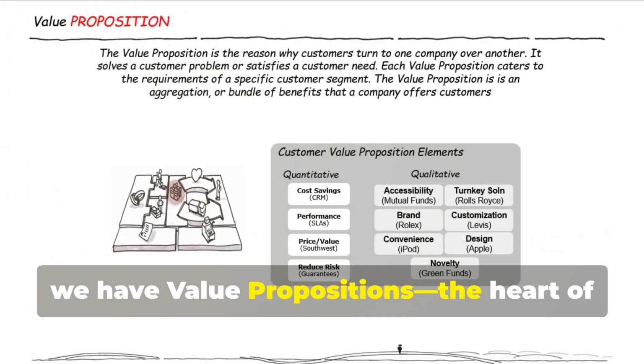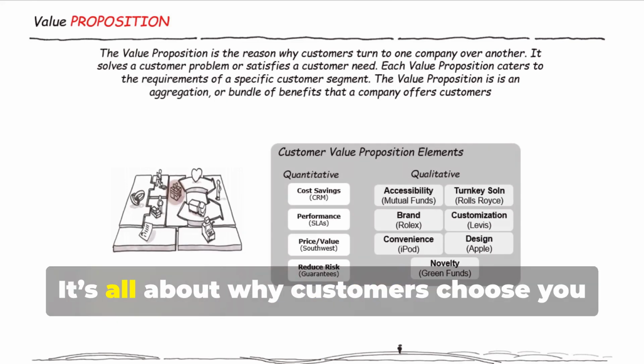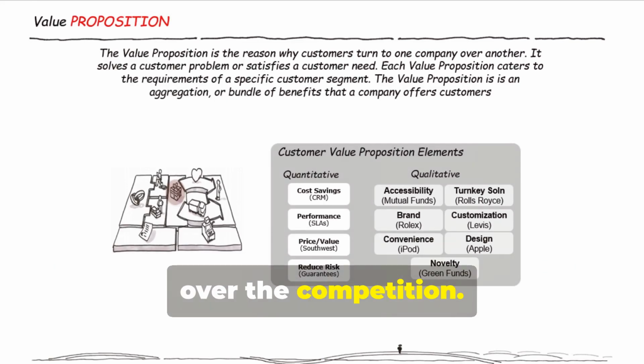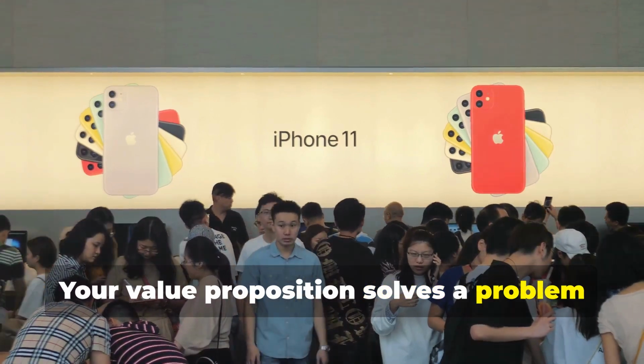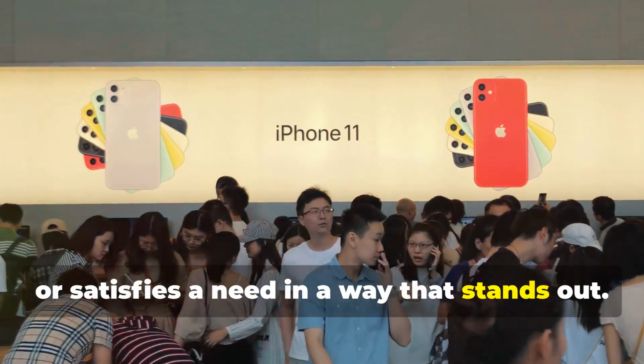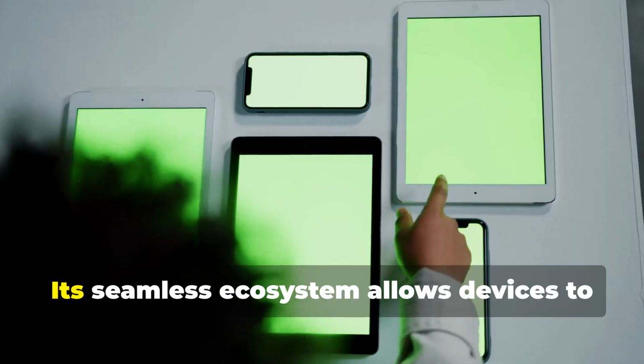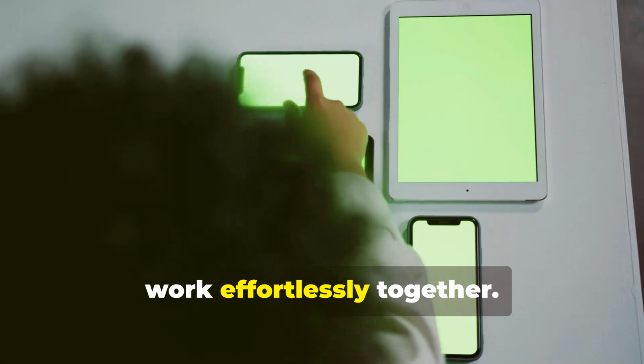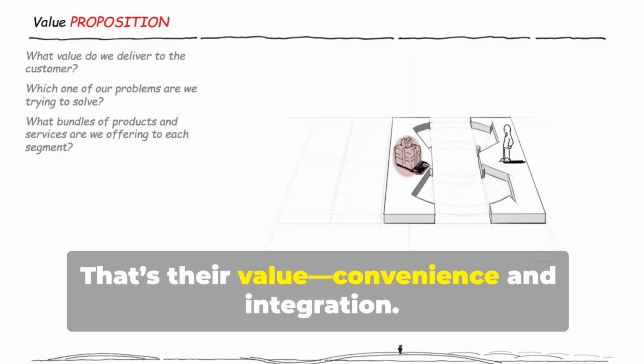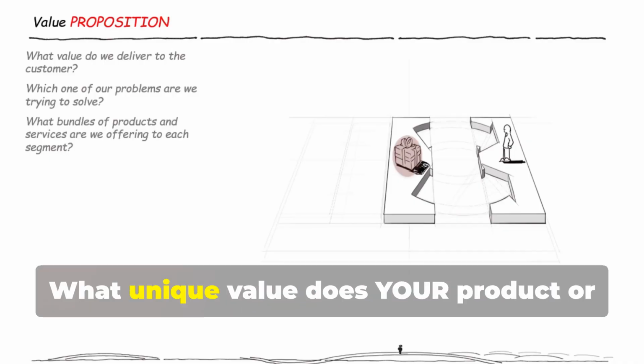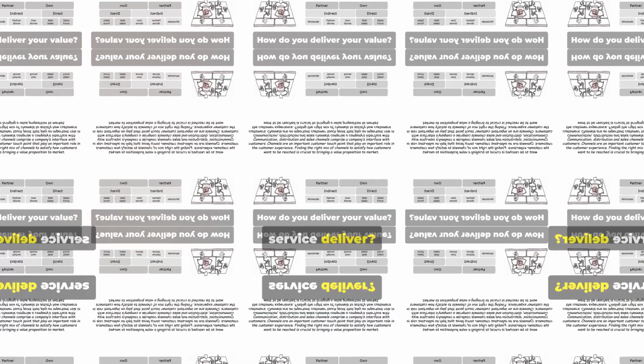Next, we have value propositions, the heart of your business model. It's all about why customers choose you over the competition. Your value proposition solves a problem or satisfies a need in a way that stands out. Take Apple, for instance. Its seamless ecosystem allows devices to work effortlessly together. That's their value, convenience and integration. What unique value does your product or service deliver?